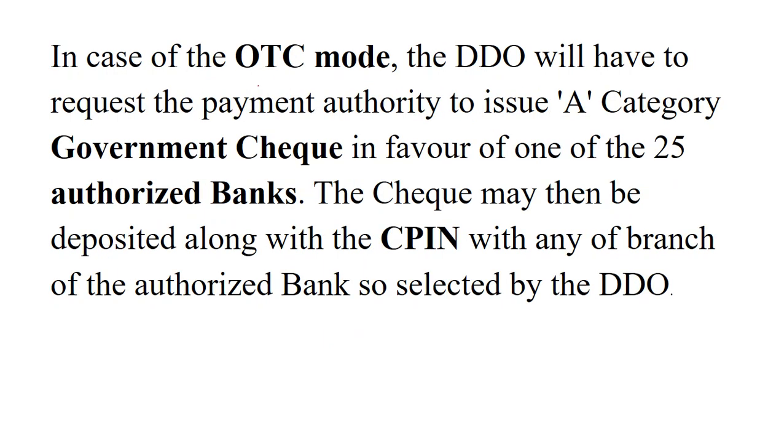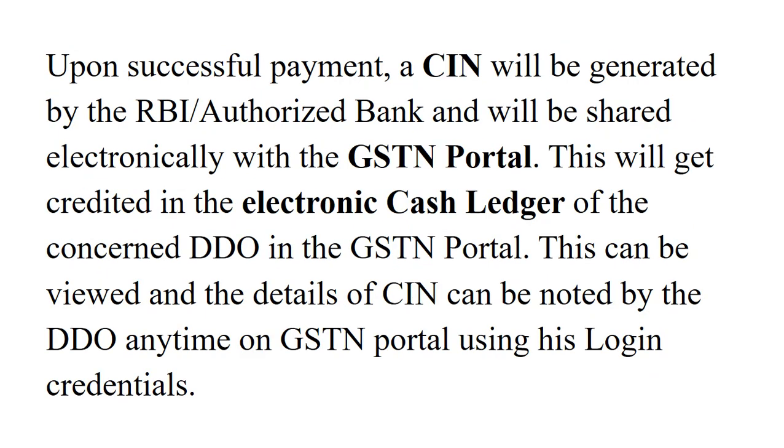Simple. And in the OTC mode, the DDO, OTC mode is nothing but the giving of a check, a category government check. The DDO will issue a government check in favor of one of the 25 authorized banks, and the check is deposited along with the CP number with any branch of the authorized bank so selected by the DDO.